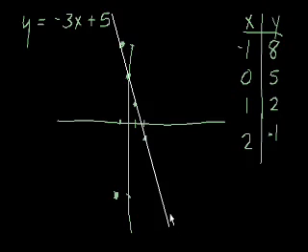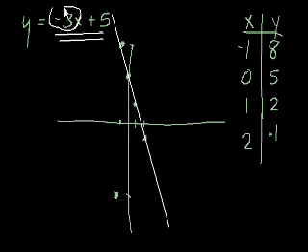And something interesting here I'll point out. You notice that this line slopes downwards. It goes from the top left to the bottom right, while the line we had drawn before had gone from the bottom left to the top right. Is there anything about this equation that seems a little bit different than the last? I'll give you a little bit of a hint.